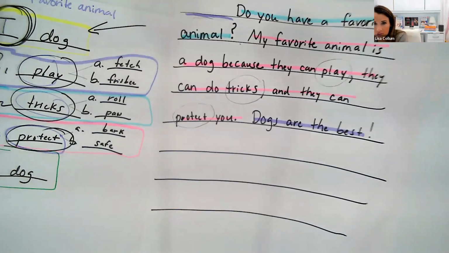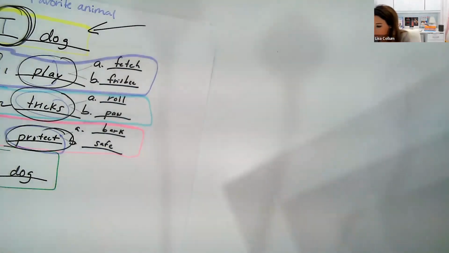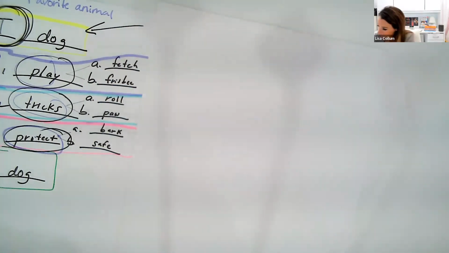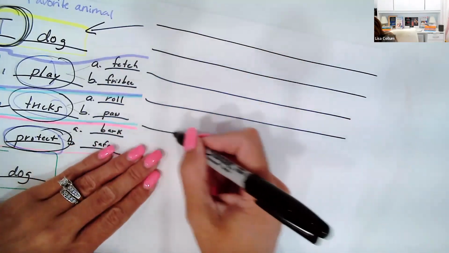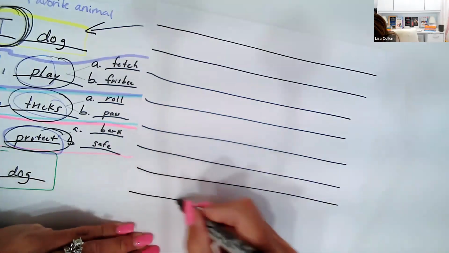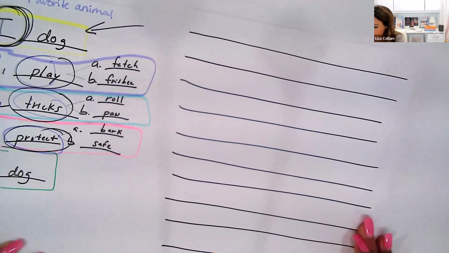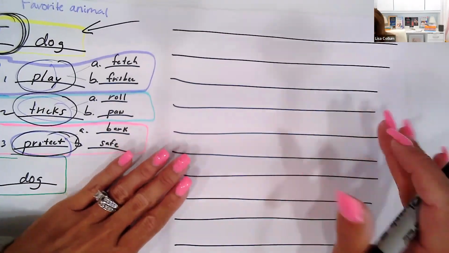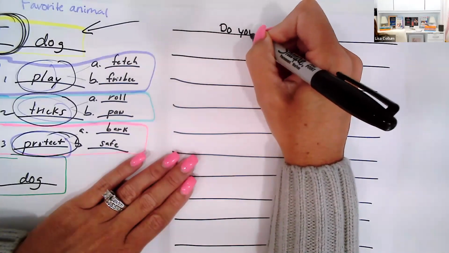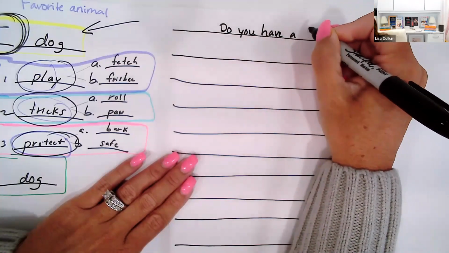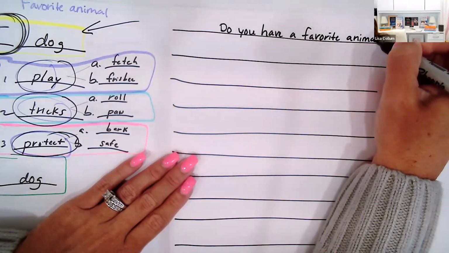Now, we already have the introduction paragraph written. I'm going to make some lines. Okay, I'm going to rewrite my introduction paragraph real quick because I want it to be a little bit smaller. So I'm going to indent and I'm going to start with a hook. I'm going to ask a question. I'm going to say, do you have a favorite animal?